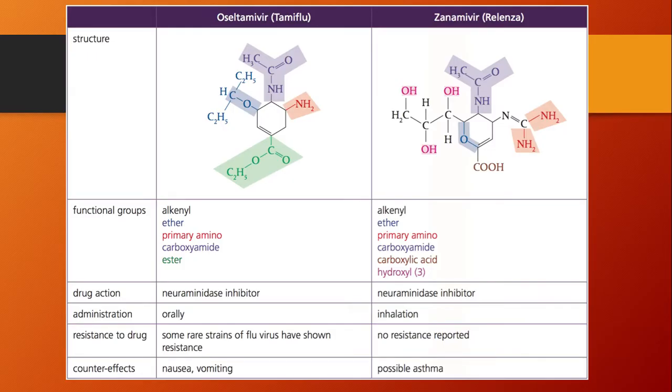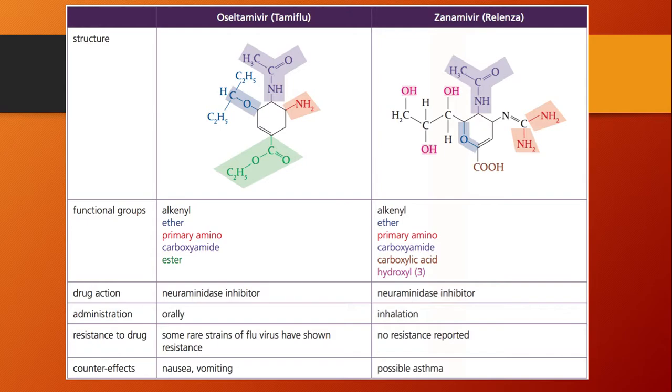So here are the two drugs which are commonly used for the flu. We have Tamiflu and Relenza. And again, you can see the functional groups, which are highlighted and colored there. You can see that they are administered differently. Tamiflu is given orally. Relenza is inhaled.